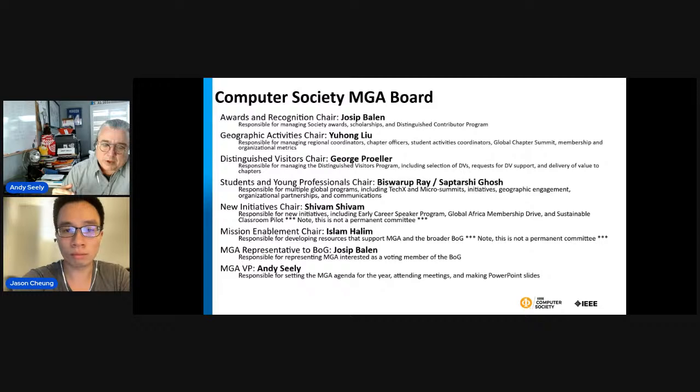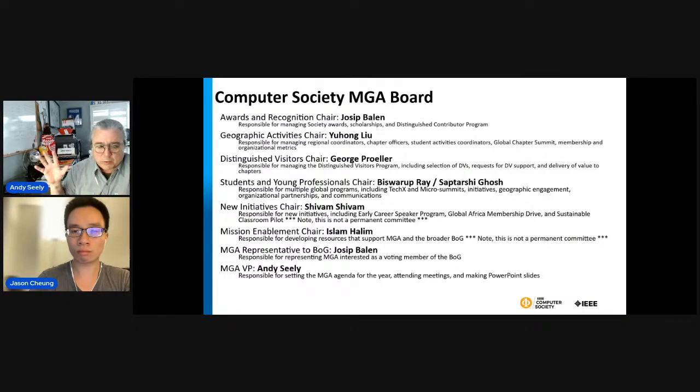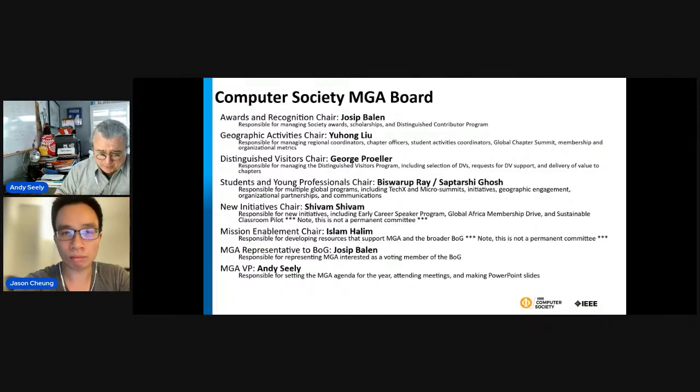The next committee is Geographic Activities. The Geographic Activities Committee is responsible for that organizational structure that I described, where we have the global Computer Society, but then at the IEEE section level, there are chapters. The Geographic Activities Chair is responsible for metrics and measurements on the health and vitality of those chapters, enabling new chapters to be created, and helping existing chapters to gain resources.